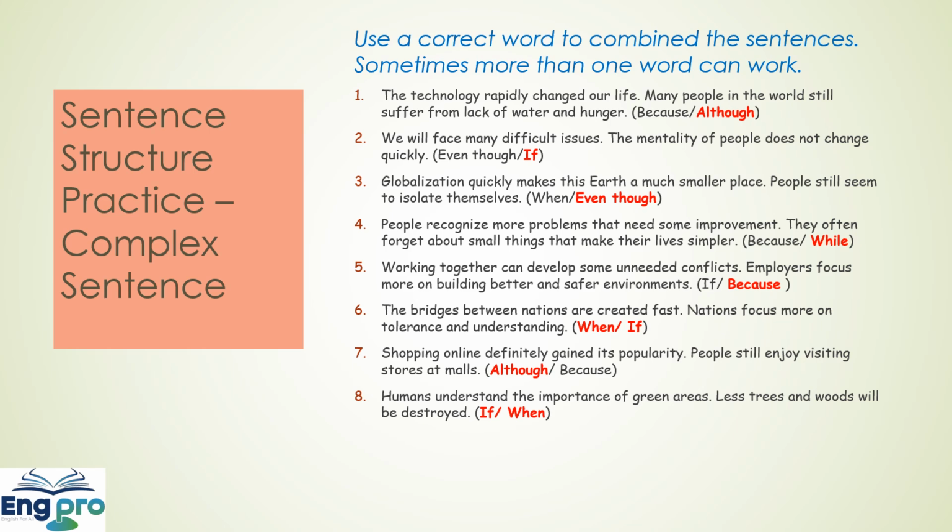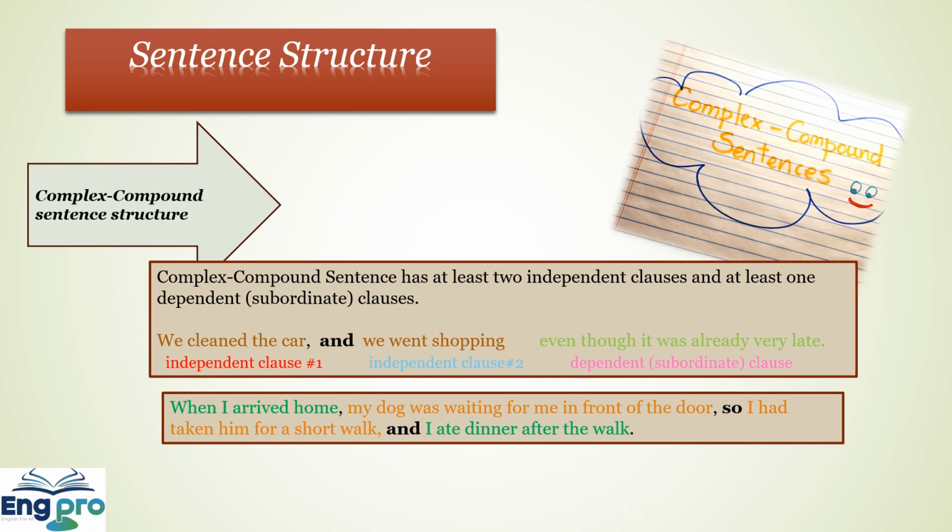Now we're moving on to the last part of the sentence structure. And the last on our list is a complex compound sentence. Well, this particular sentence usually contains one dependent clause and 2 or more independent clauses. And you, of course, know already what they are and how to form them.